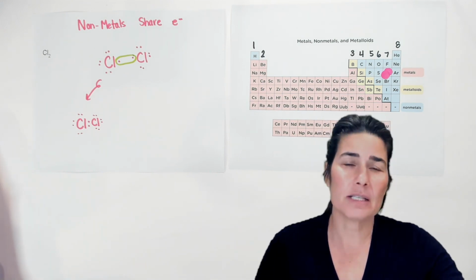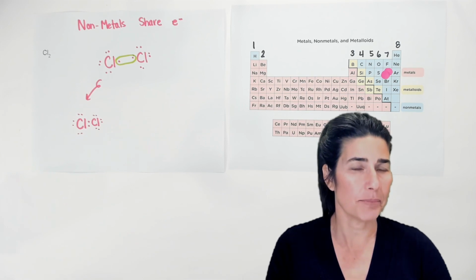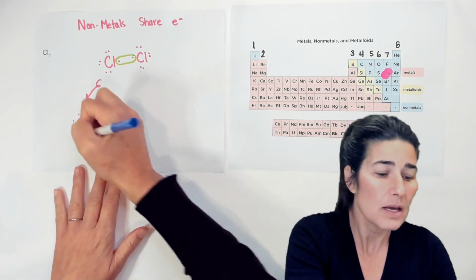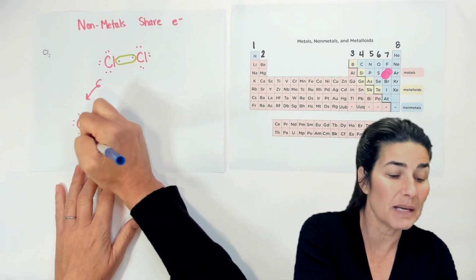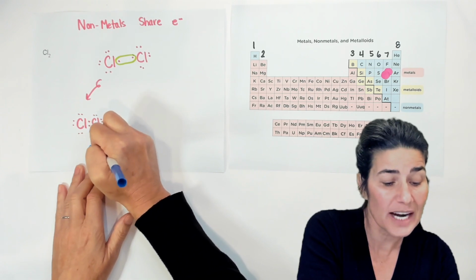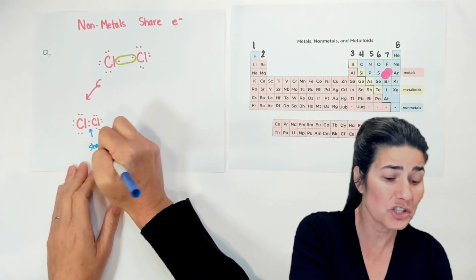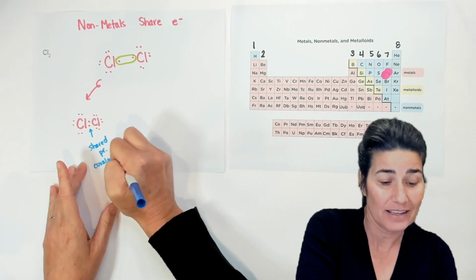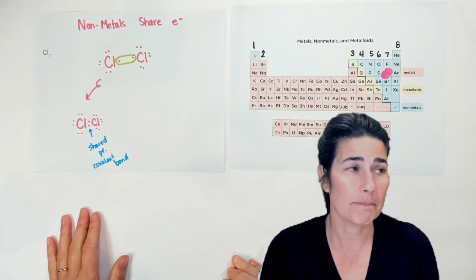Now, the name for these pairs is a little different. There's 2 different names depending on the type of pair that you see. The pair right here that's being shared, well, that makes sense, is a shared pair. A shared pair is a covalent bond. So we've made a covalent bond.